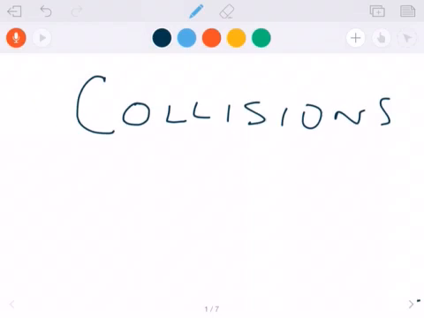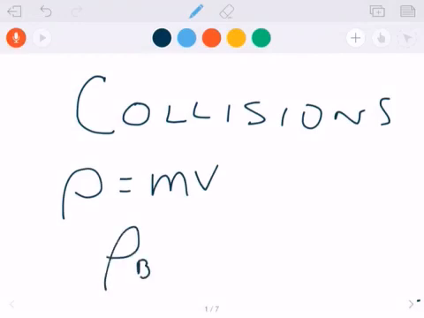Hi friends, today we're going to be talking about collisions and the conservation of momentum. As we discussed before, momentum equals mass times velocity. And we also know that when we're conserving momentum in a collision, the total momentum before the collision equals the total momentum after the collision.